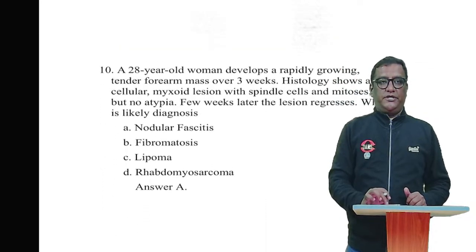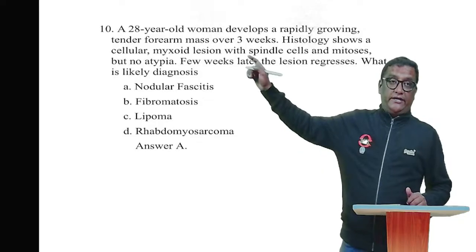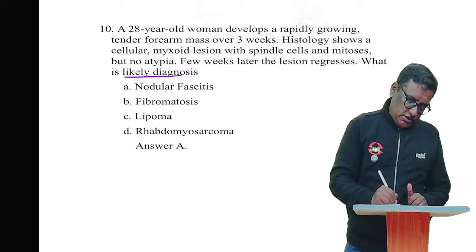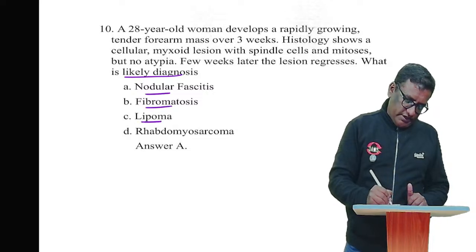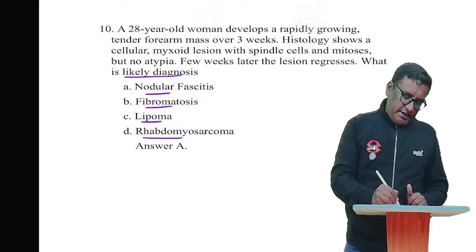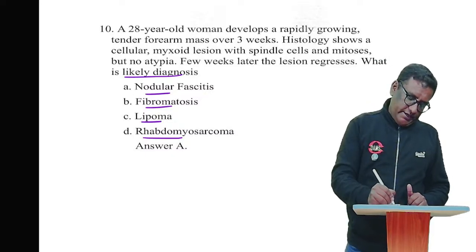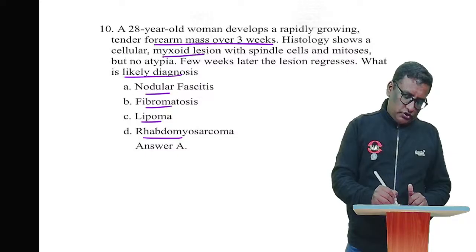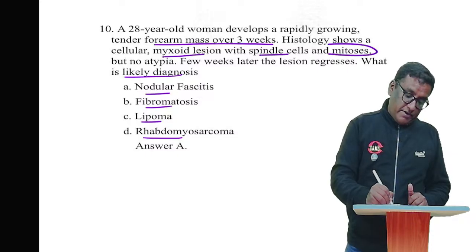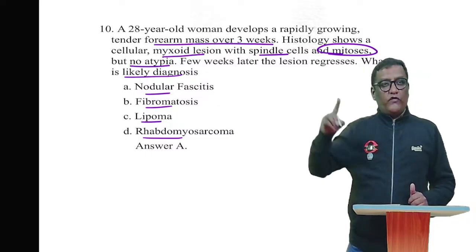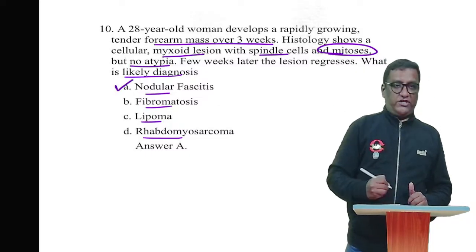Okay, next question. Question 10, lengthy question. Likely diagnosis. So what is the diagnosis? Nodular fasciitis, fibromatosis, lipoma, rhabdomyosarcoma. Okay. 28-year-old woman develops a rapidly growing tender forearm mass over past 3 weeks. Histology shows a cellular myxoid lesion with spindle cells and mitosis, but there is no atypical mitosis. This is very characteristic of nodular fasciitis.